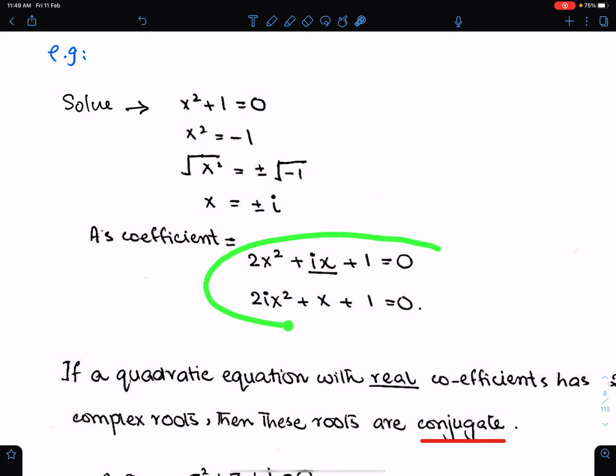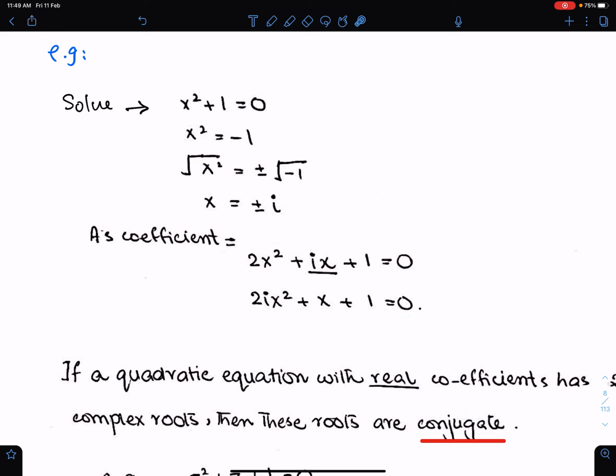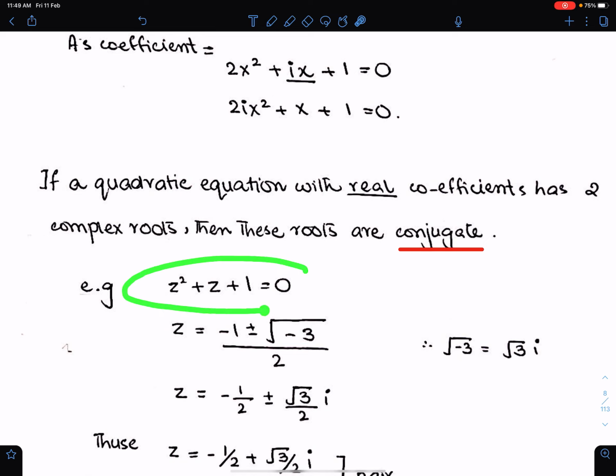But when you solve these two equations, because we have i here and here, the coefficients are not real. So when you solve these types of equations, your answers will not be in conjugate form. I mean, you will get different complex numbers. You won't get conjugates in this equation and in this equation.